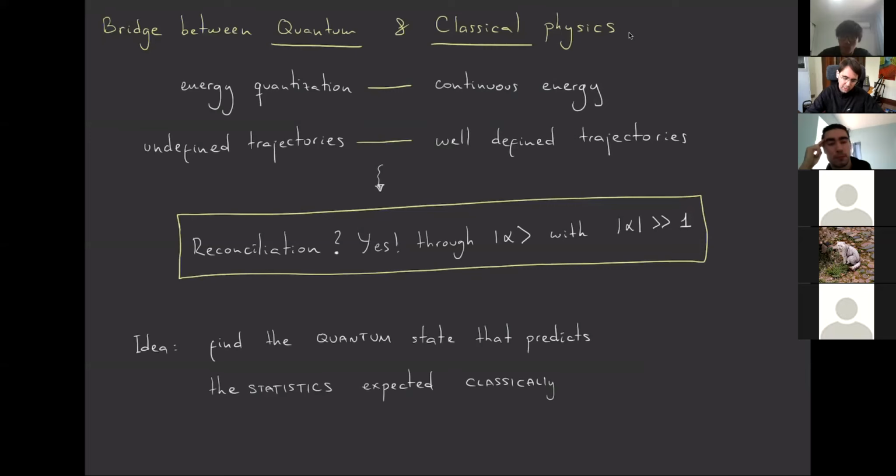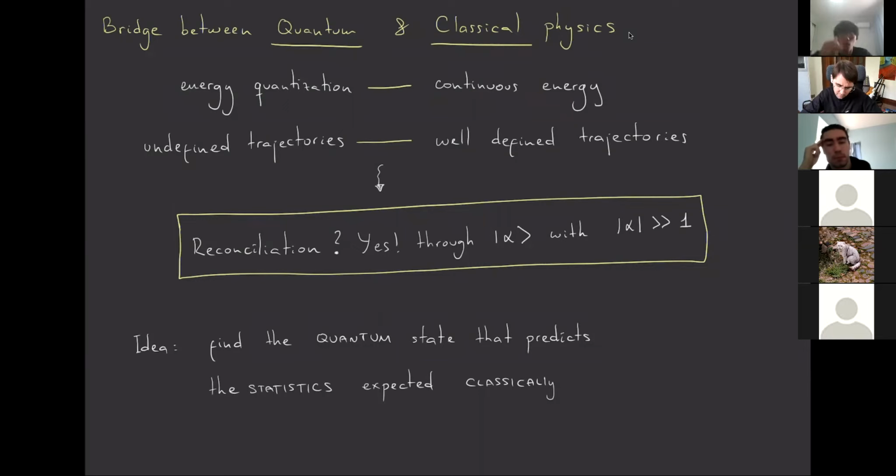I remind you that what we discussed initially is that quantum physics and classical physics seem completely, radically different. It looks impossible to reconcile them, because quantum mechanics predicts quantization of the energy and undefined trajectories in phase space, and classical physics is completely the opposite. It predicts a continuous energy spectrum, and it predicts well-defined trajectories. So who is wrong? Do we have some kind of connection? Is all the classical physics we have been doing not the right thing to do?